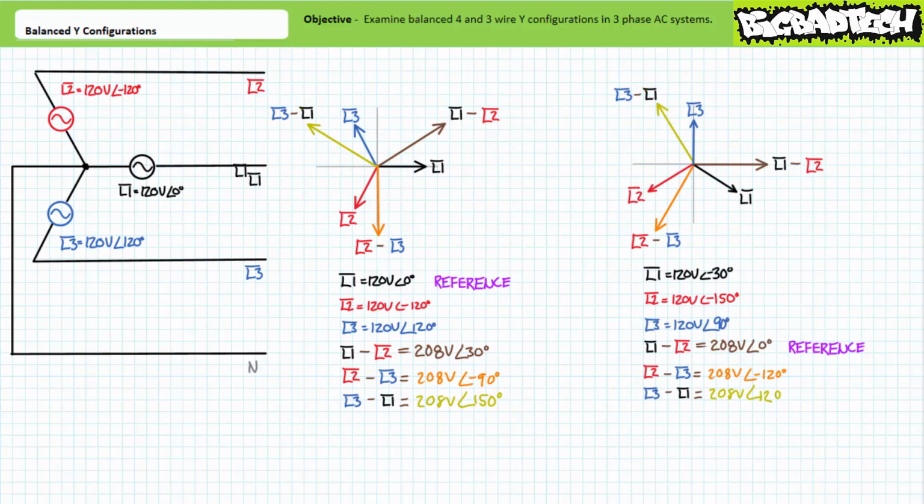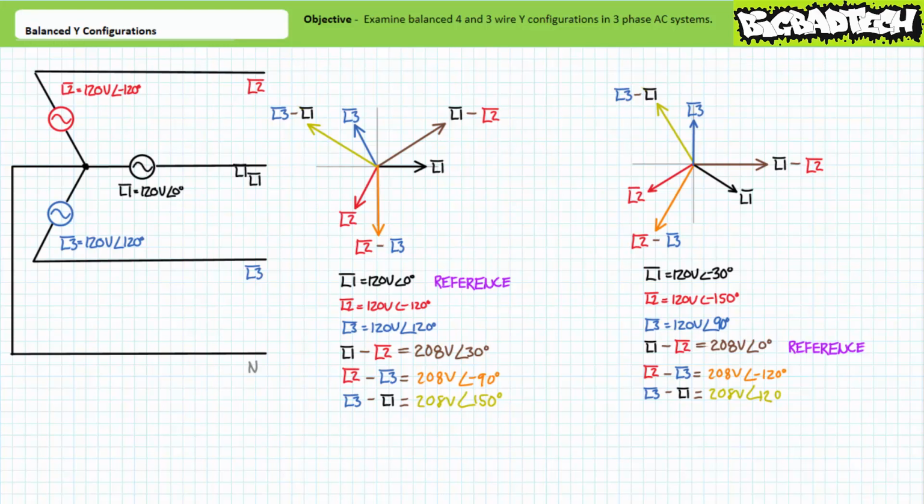If we wanted to, we could also reference this whole system with respect to the line-to-line differentials. Assuming we choose L1, L2 as our reference, L1, L2 is 208 volts at an angle of 0 degrees. L2, L3 is 208 volts at an angle of negative 120 degrees, and L3, L1 is 208 volts at an angle of 120 degrees. Given L1, L2 is now assumed to be our new reference, L1 is 120 volts at an angle of negative 30 degrees. L2 is 120 volts at an angle of negative 150 degrees, and L3 is 120 volts at an angle of 90 degrees.